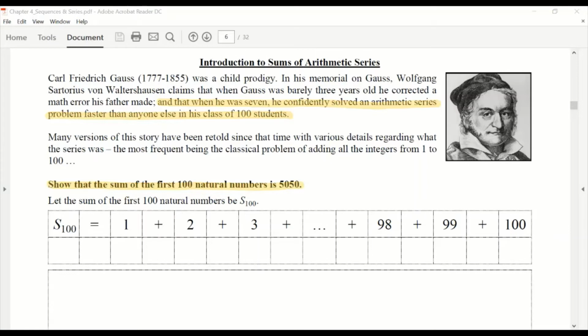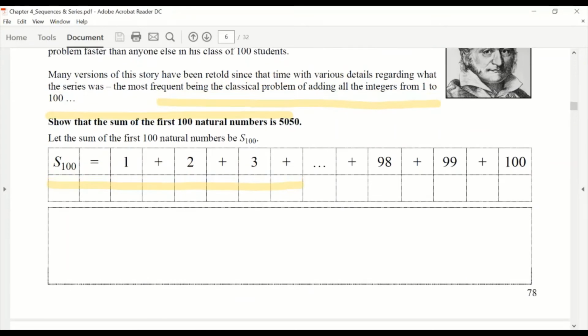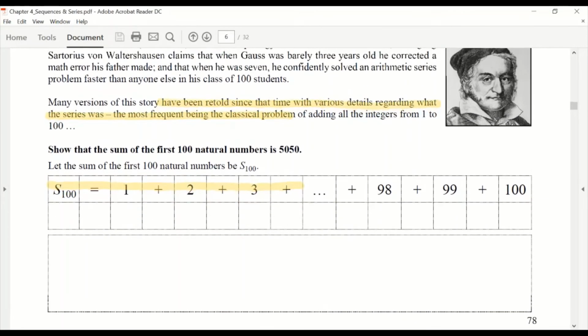What you're being asked to do, and this is our task first of all, is we're going to show that the sum of the first 100 natural numbers is 5,050. We're going to do it by not adding them all together. All right, so let's just scroll down a bit more before we get started. I'll leave Gauss on there so you can see him.